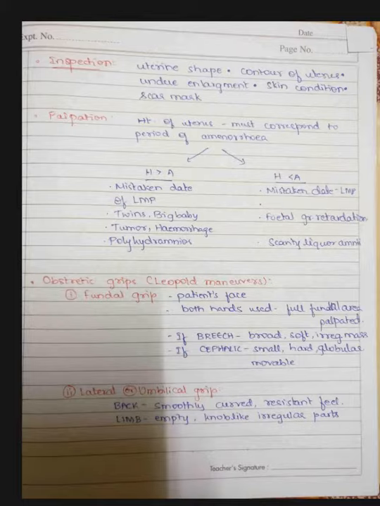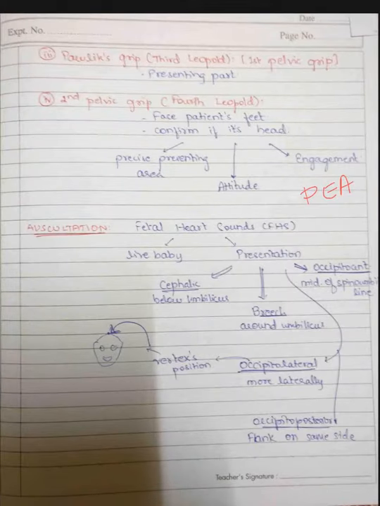Then the limbs can be confirmed by pushing with the right hand and feeling with the left hand. It will be felt like empty knobs, irregular parts, and that confirms them to be limbs. Coming to the next thing, that is Pawlik's grip, also called the third Leopold, or also called the first pelvic grip.